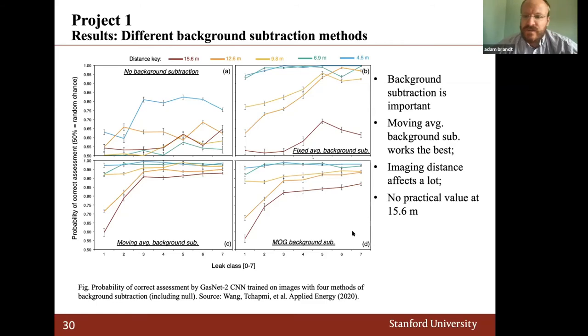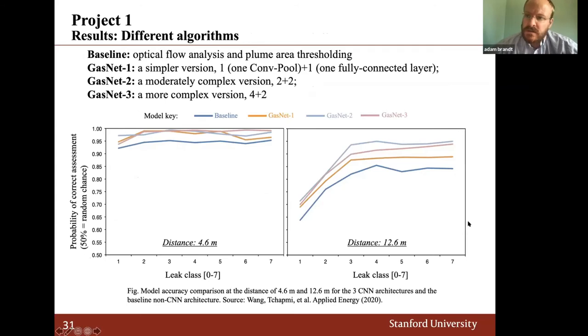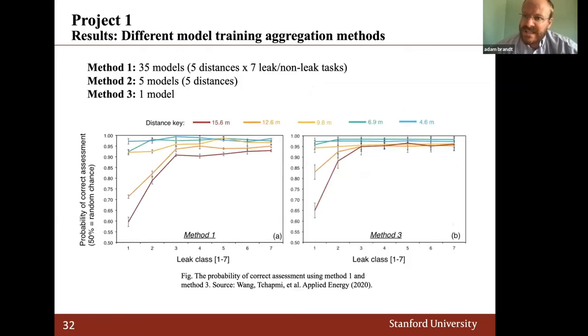Let's see, this is three or four different model architectures. There's a little bit of difference with the model architecture. Again, I can send you the paper. A little bit of difference in how you train it and how you pool the images from different tasks together. Again, that's in the paper.